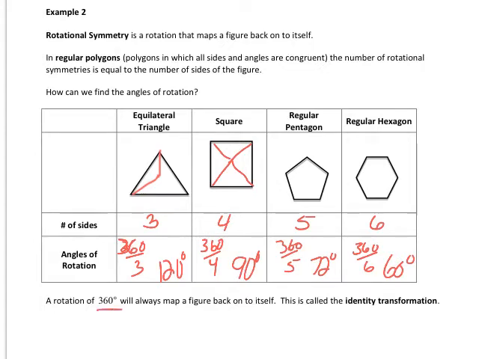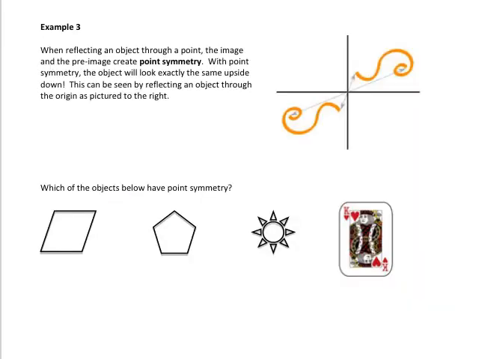Now, a rotation of 360 degrees is called the identity transformation because nothing really changed. If I labeled each vertex A, B, C, D, E, and F and rotated it 360 degrees, these letters would all be in the same place again. That's why it's called the identity transformation.